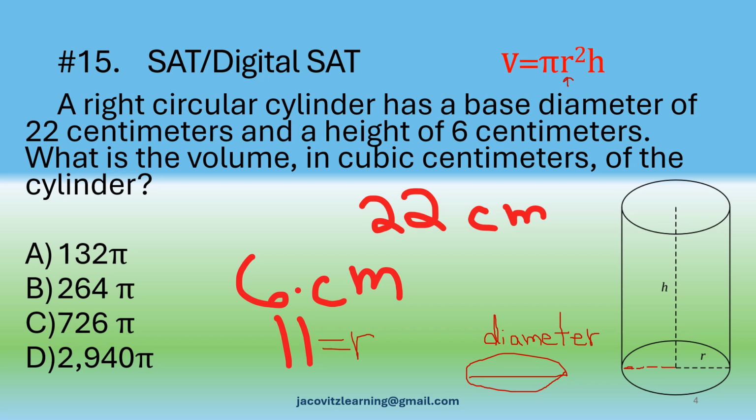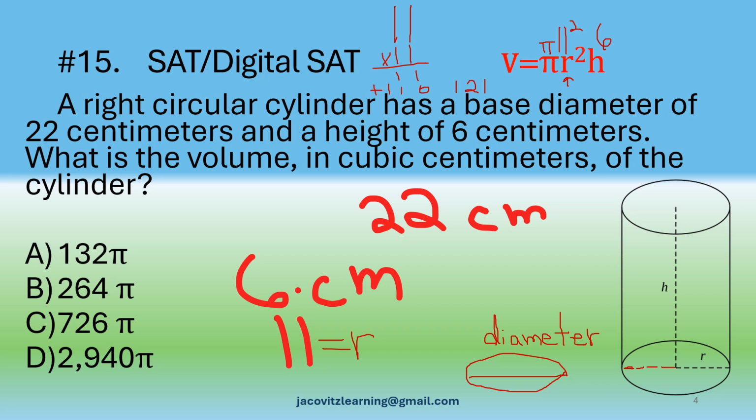And then all you have to do is plug this into the formula, which would make this 11 squared times pi and times your height, which was 6. Okay, and 11 times 11 is going to give you 121, right? Those of you who don't remember your factor trees, you can go ahead and do this. 1 times 1 is 1. And when you get ready to add down, you're going to have 1 here, a 2 here, and a 1 here.